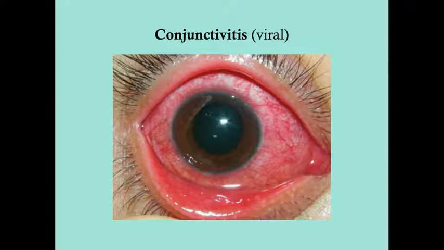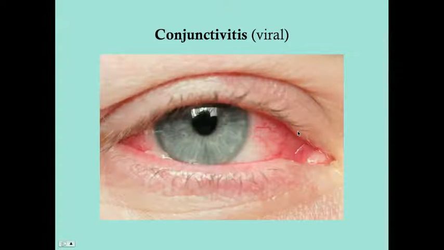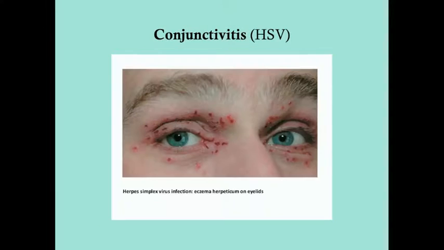So here's viral conjunctivitis. You note the significant injection of the conjunctiva, but what you note is not present is purulent discharge. Here's herpes simplex. So what you note here is that papular rash, these vesicles on the eyelids and the surrounding skin.